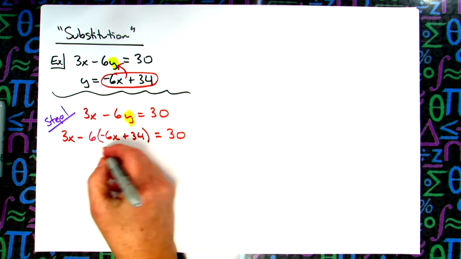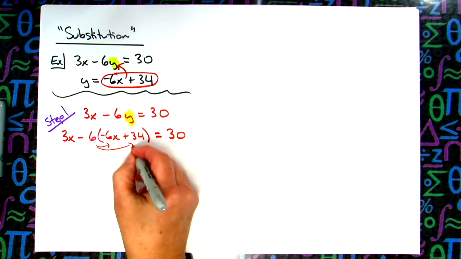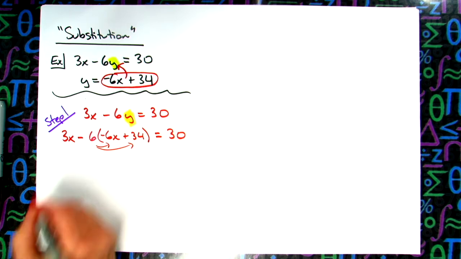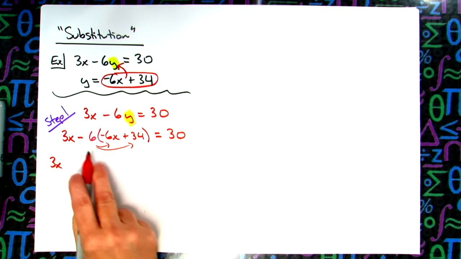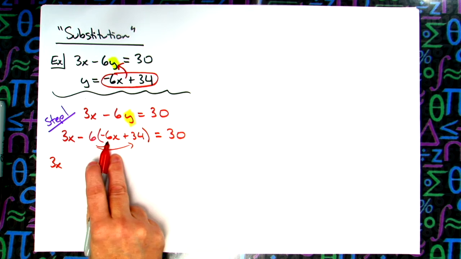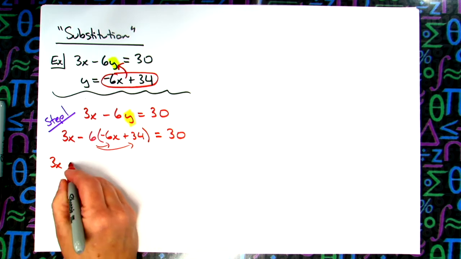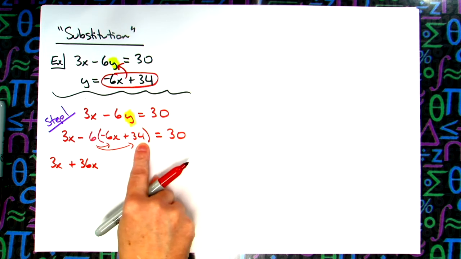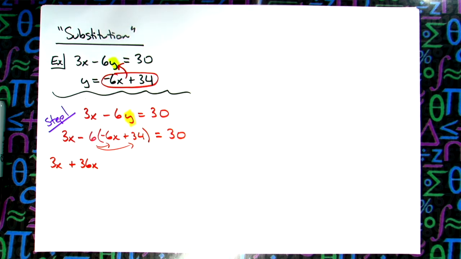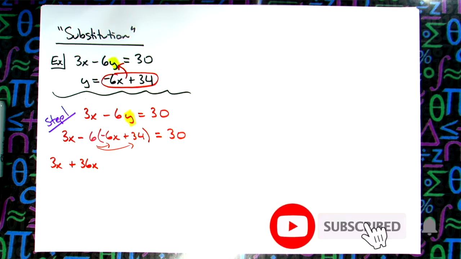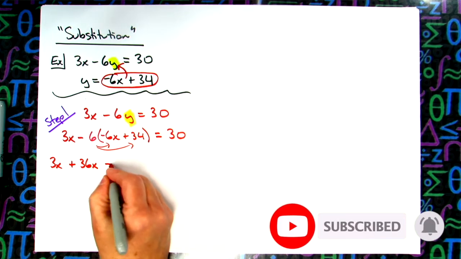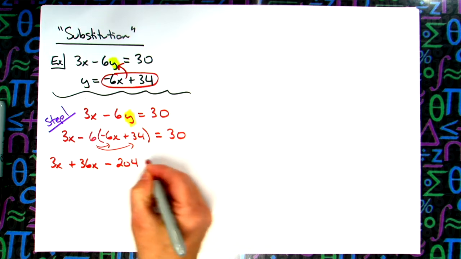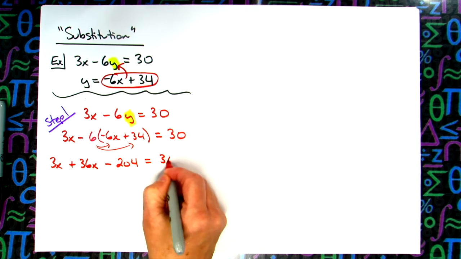All right, so let's see, what would we do? We would distribute that negative 6 right there. So we'd have a 3x. Negative 6 times negative 6 is positive 36x. Negative 6 times the 34, again, you'd probably grab your calculator on that. I'm going to, just to make sure I get it right. It's 204. So minus 204. And then equals 30.